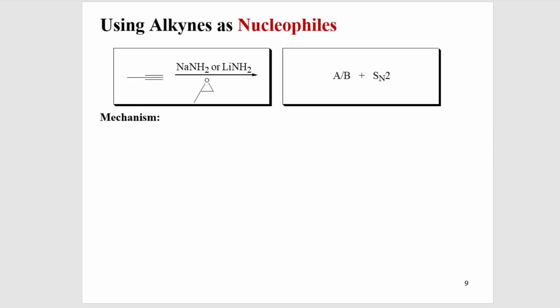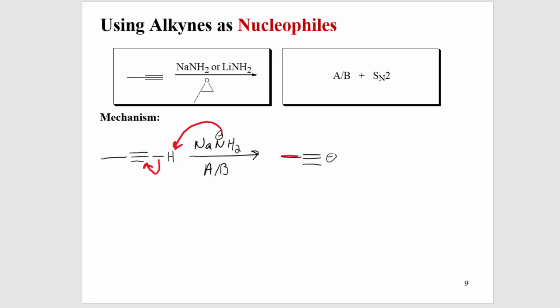Let's do it again. Take your alkyne. It's terminal. Introduce a strong base and do some acid-base chemistry. Deprotonate the alkyne. Make your strong carbon nucleophile. And then introduce an electrophile. I'm going to number here. 1, 2. Carbon with the lone pair is 3.